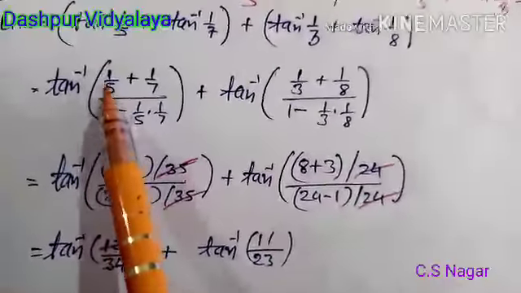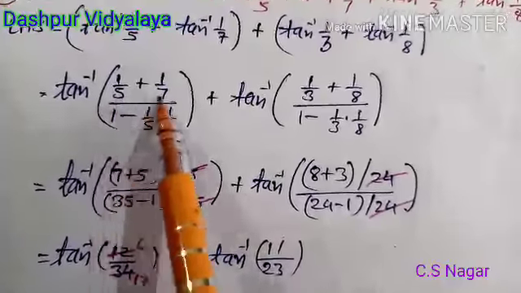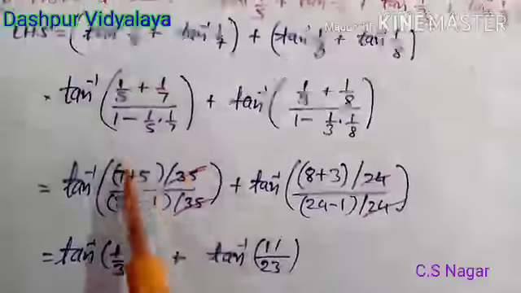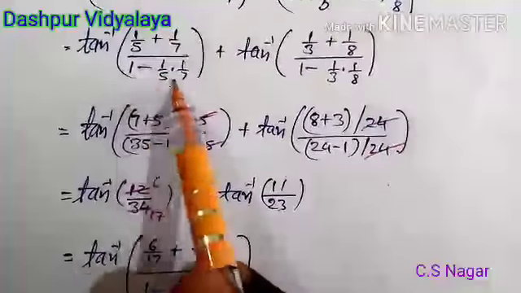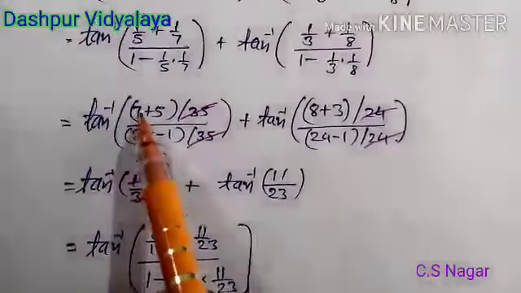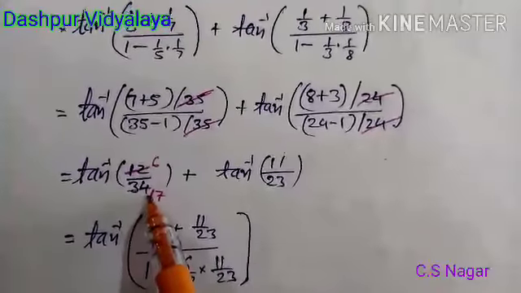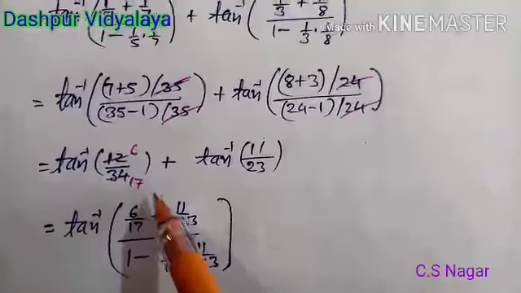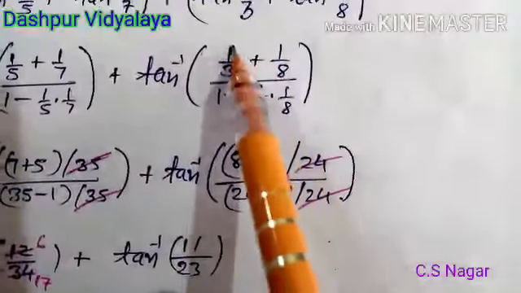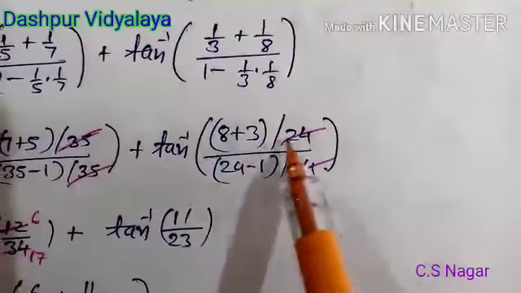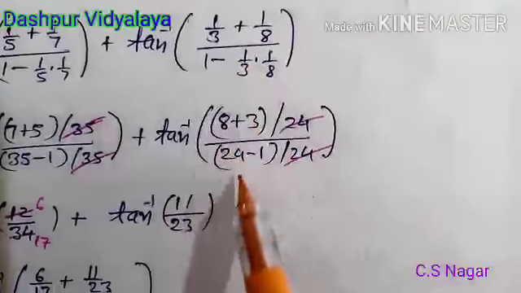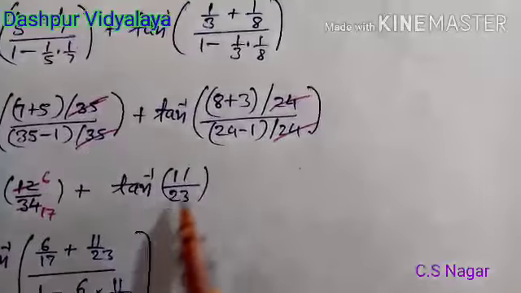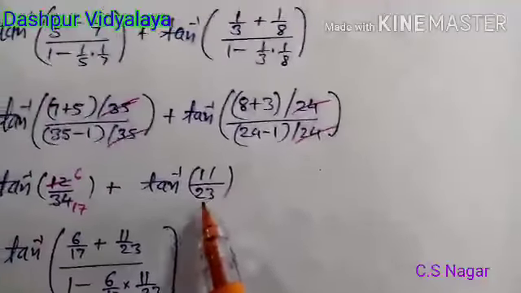Now 1 upon 5 and 1 by 7, their LCM is 5 into 7, that is 35. 7 transfers here, 7 plus 5 means 12, and here 35 minus 1, so 12 upon 34. So the answer is 6 by 17. And here 8 plus 3, LCM is 24, and here 24 minus 1, and LCM is cancelled out. So 8 plus 3 is 11, and 24 minus 1 is 23.